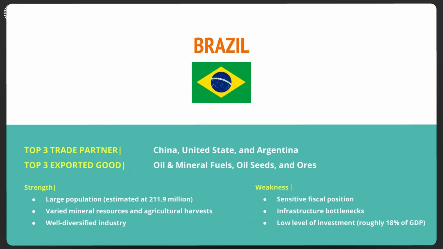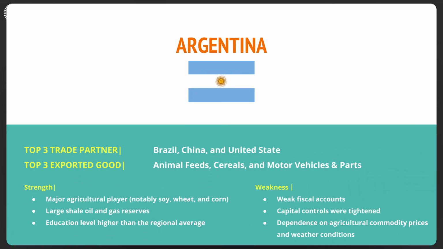So now let's go back to the three countries I mentioned. Brazil is the biggest market in South America, and its top three trade partners are China, the United States, and Argentina. The top three exported goods are oil and mineral fuels, oil seeds, and oils. The strength of Brazil is its large population and varied mineral resources and agricultural harvests. The weakness of Brazil would be a sensitive fiscal position and infrastructure bottlenecks.